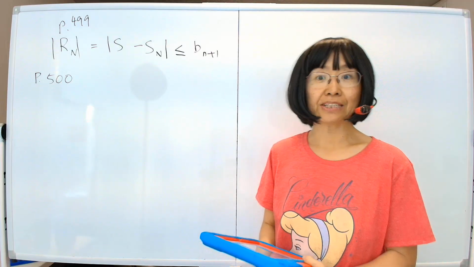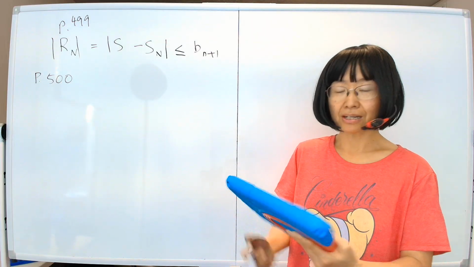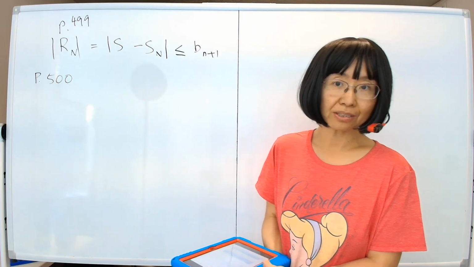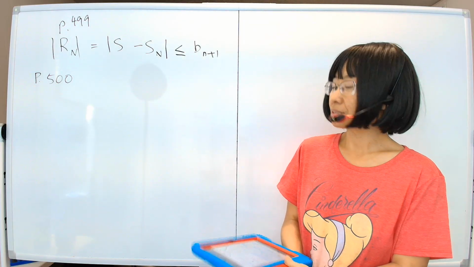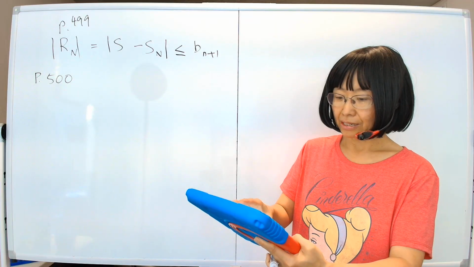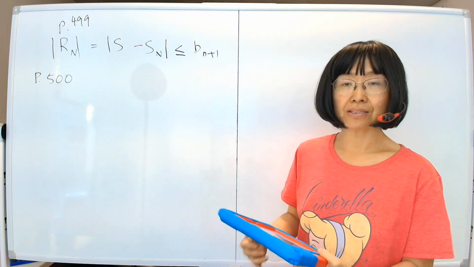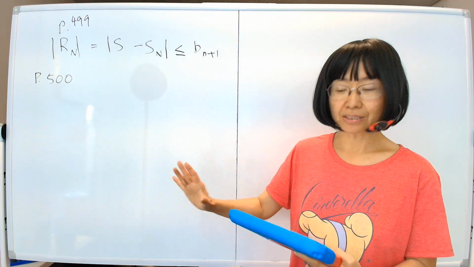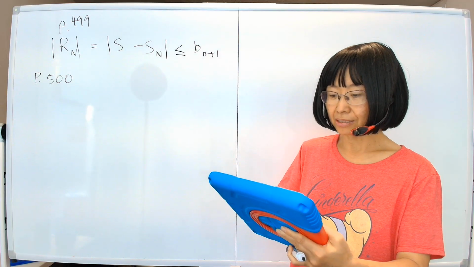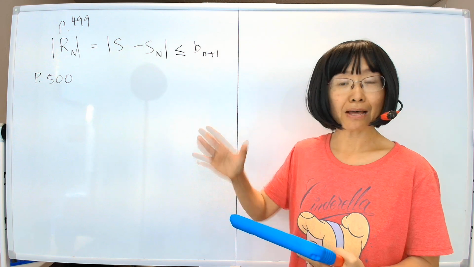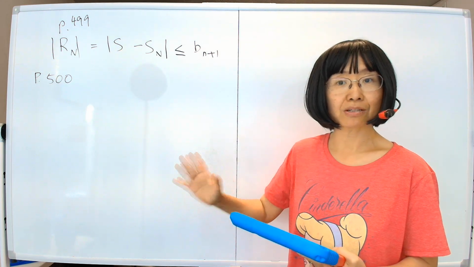Next, let's go to page 500, where we consider the concept of absolute convergence versus conditional convergence. Absolute convergence just means that a series converges if the absolute value of all its terms put together converges, whereas it converges conditionally if the series converges but the absolute value of all the terms doesn't converge.